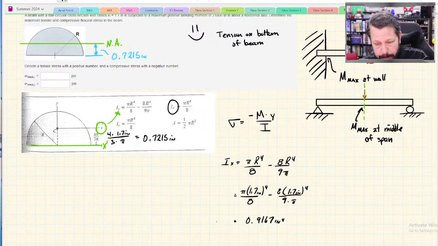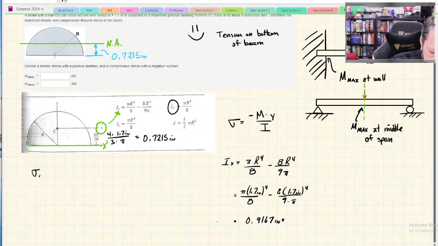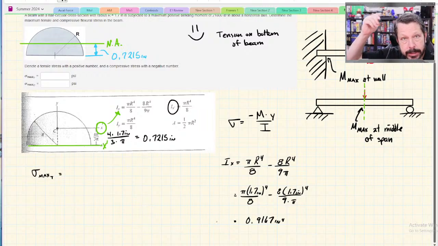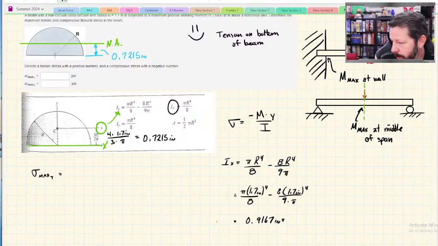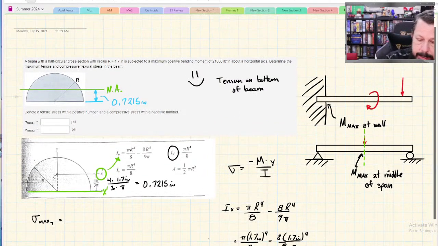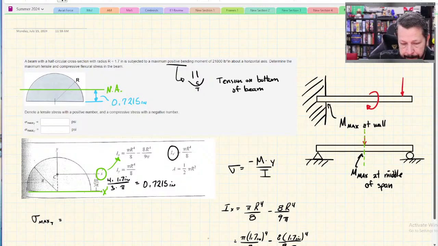Now we can plug that number, m and y, into our two stress equations. So sigma max T is going to be from the neutral axis to where the tension is. The tension's on the bottom of this beam. We know the tension's on the bottom because they told us that it has a positive bending moment, and we know that positive bending moments put tension on the bottom of the beam, compression on the top. So M is the same, negative, and they just gave us a number. This negative sign I just wrote is part of the equation.